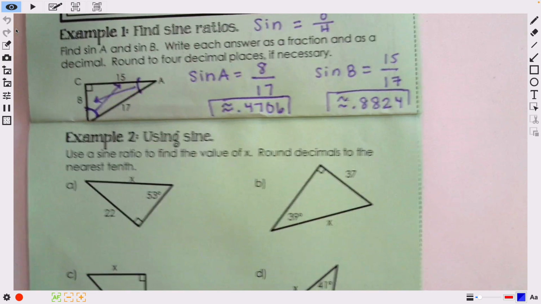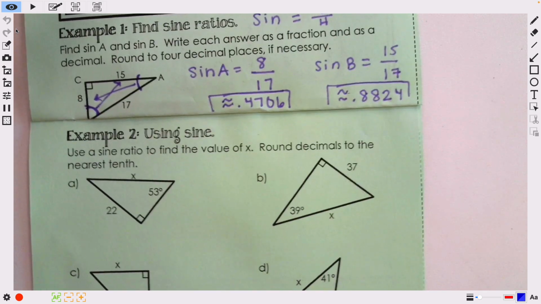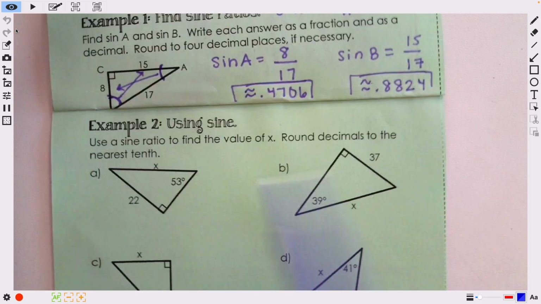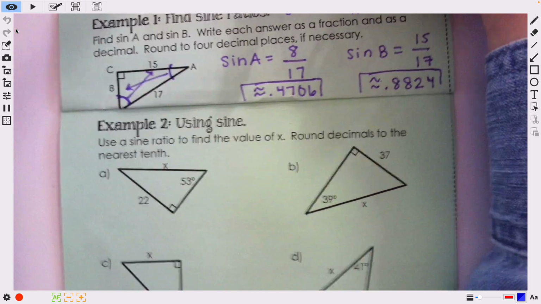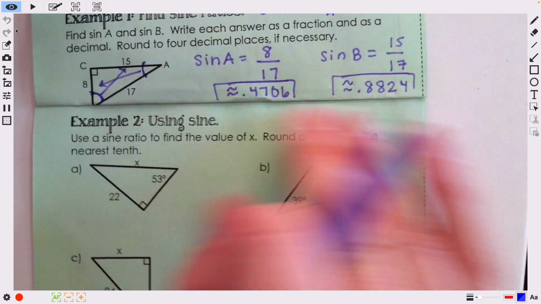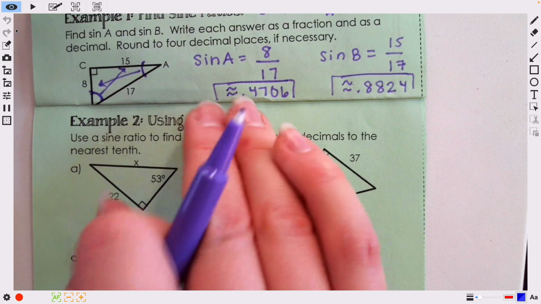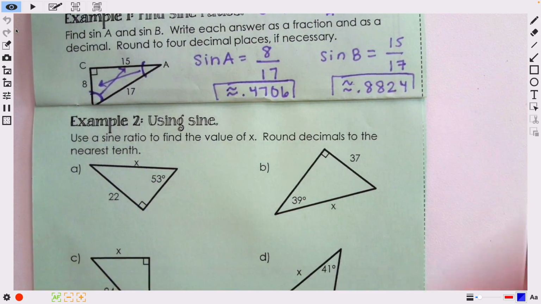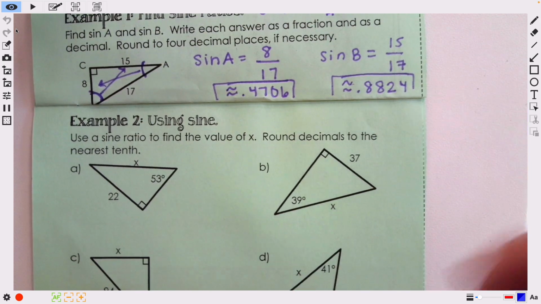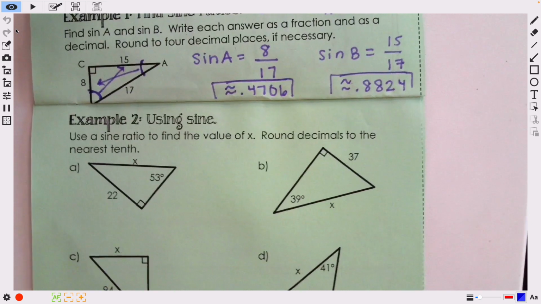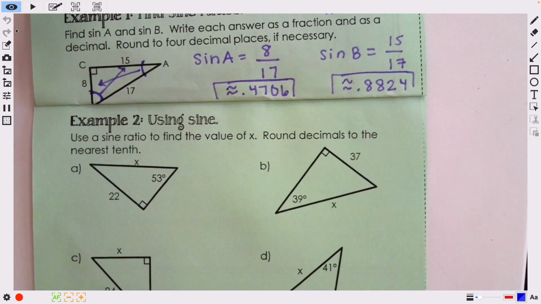Now, how we're going to end up using the sine today is to find missing side lengths, not to find missing angle measurements. So it says use a sine ratio to find the value of x, round decimals to the nearest tenth. Let me stop for a second. Any questions just on the sine ratio itself? I will tell you the biggest thing today that you need to be able to recognize is you have to be able to look at a picture and recognize that they're giving you the opposite and the hypotenuse side.